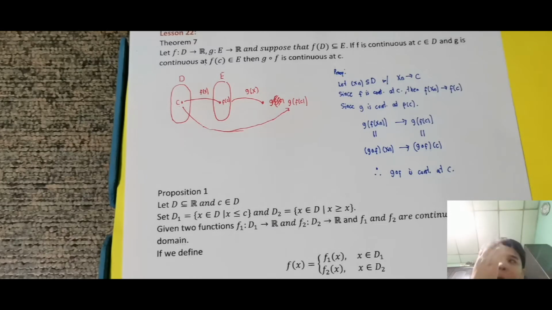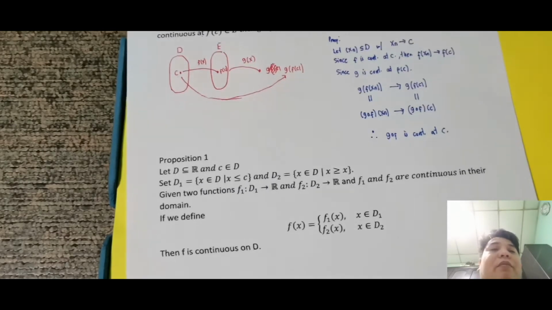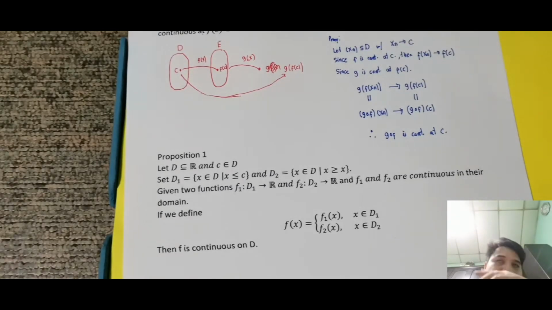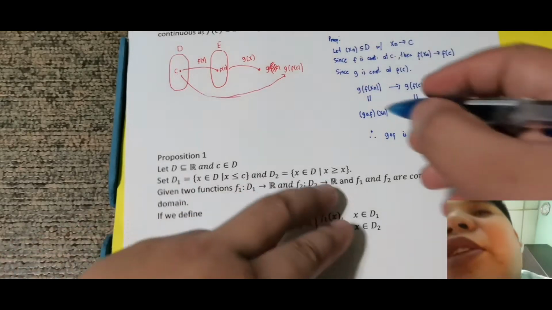Okay, next is let's have proposition number 1. So proposition 1, let D be a subset of real number and C element of D. So imagine mo, may domain tayo na subset ng real number, and C element of D. So set D1 to be x element of D such that x is less than or equal to C. Okay, so ito yung domain. Set D2 is equal to x element of D such that x is greater than or equal to C.